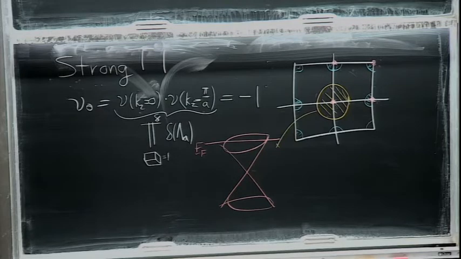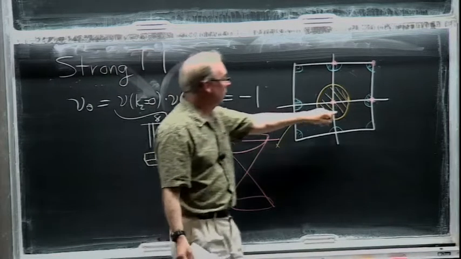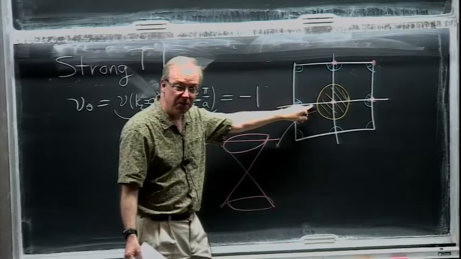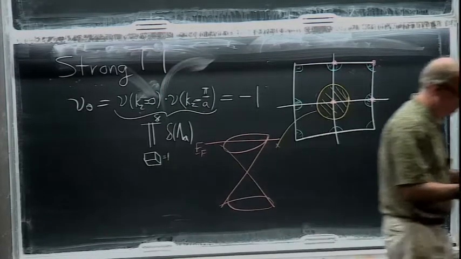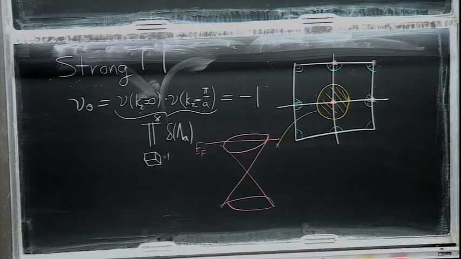Okay, but for the strong topological insulator, when you enclose an odd number of these, you get an odd multiple of pi. Okay. And so for that reason, yeah.